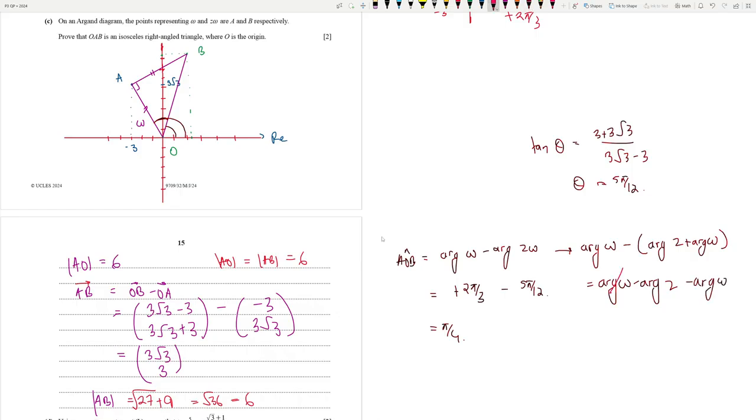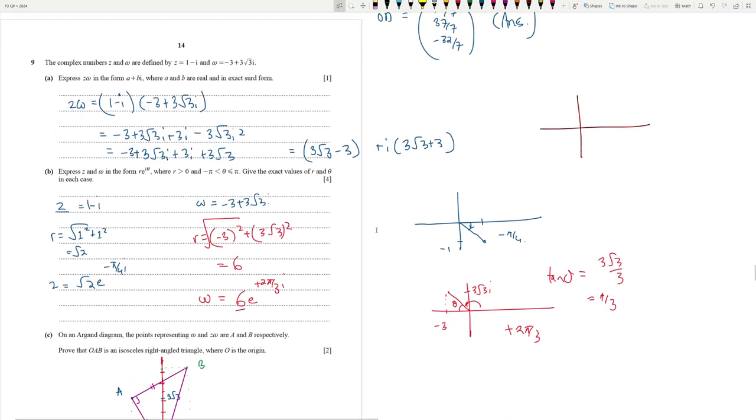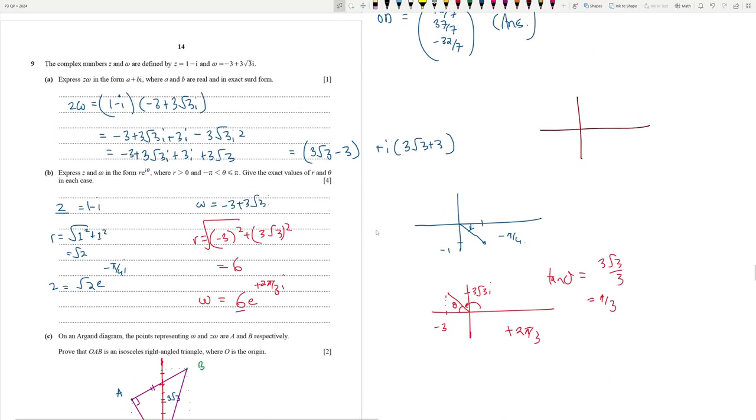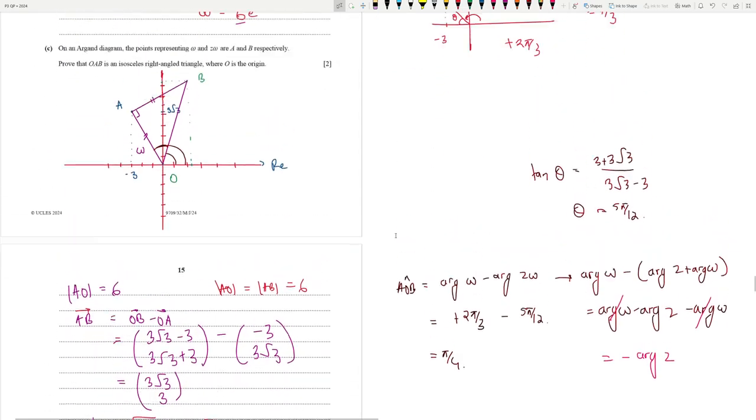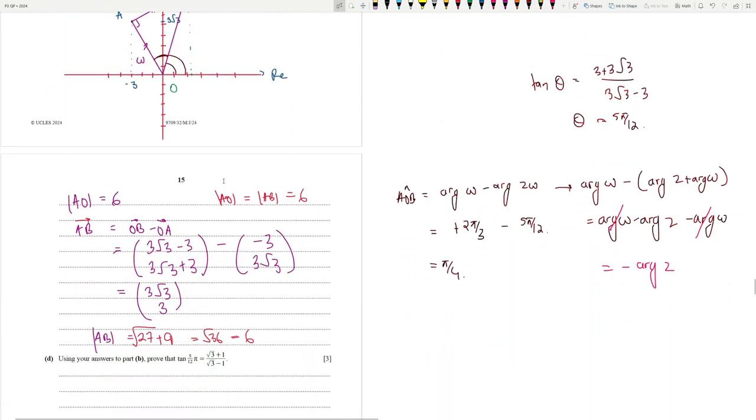So you can actually get rid of this and just end up with minus argument of z. And you know that the argument of z is pi by 4, right? We found that previously. It's minus pi by 4. So minus into minus pi by 4 is actually plus pi by 4. So that's an alternate route of doing this.